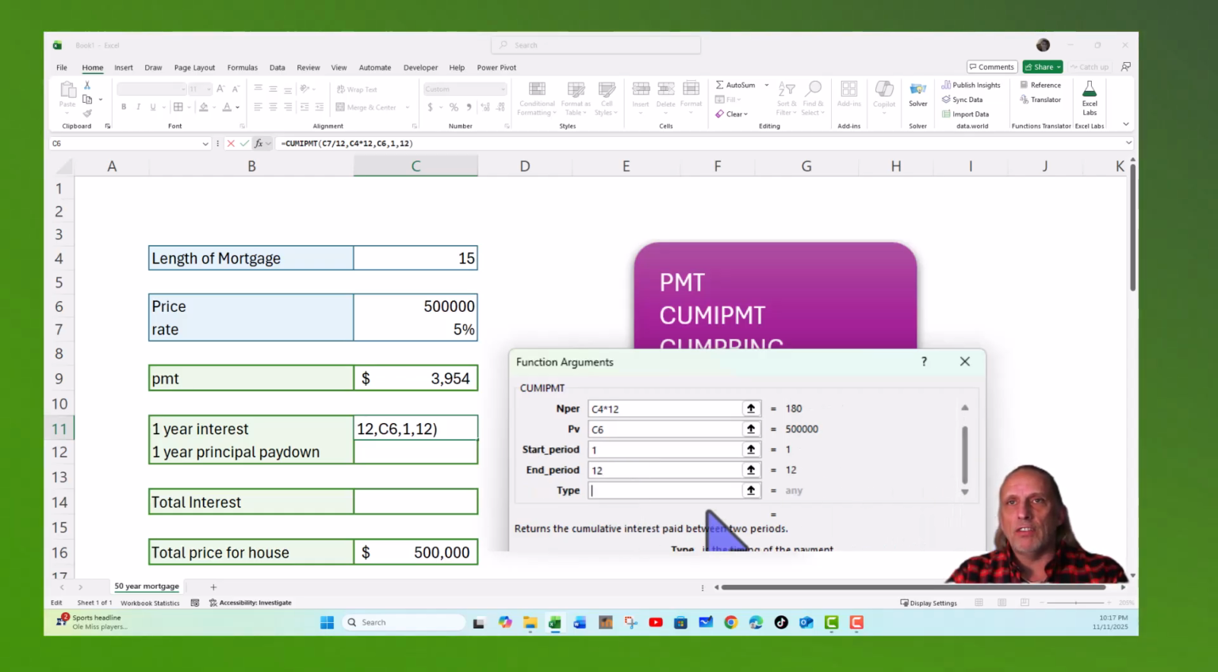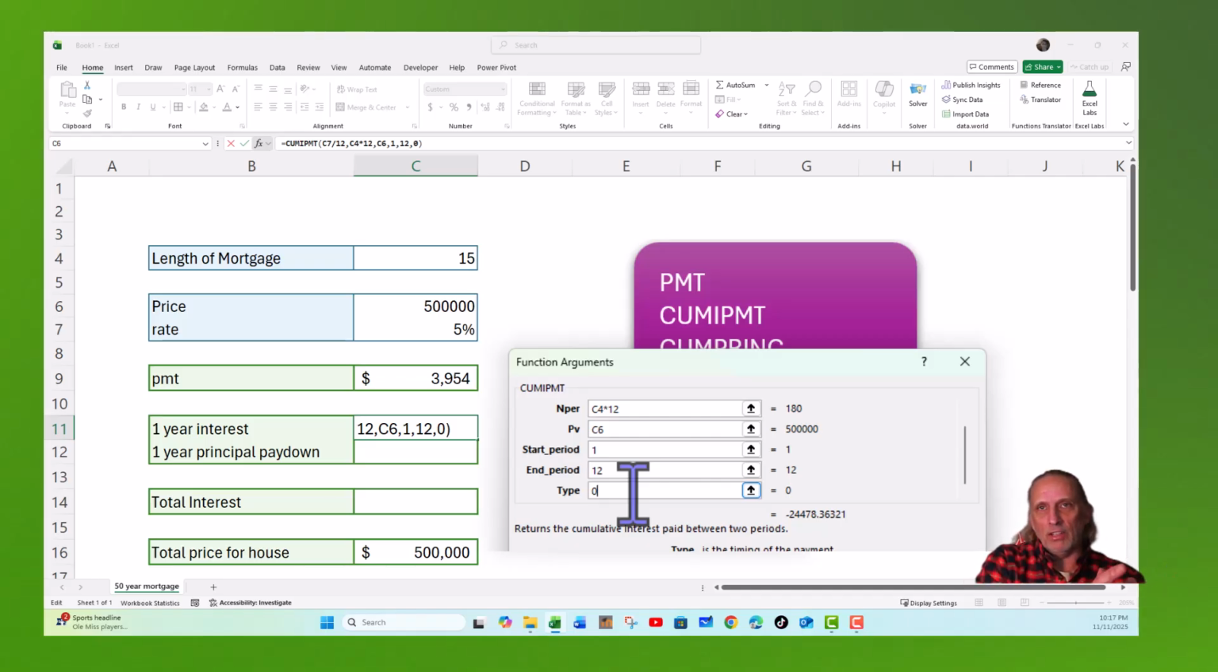And then we have to set this last thing, which is the type. And at 0 or 1, we're just going to put 0. All that is saying is, are you making the payment at the beginning of the period? That's a 0. Or at the end of the period? That's a 1. It makes a little bit of difference in the results, but not huge. So we'll click OK there.